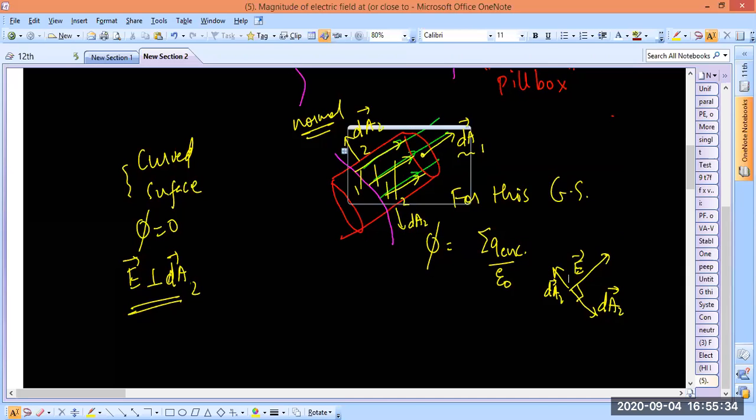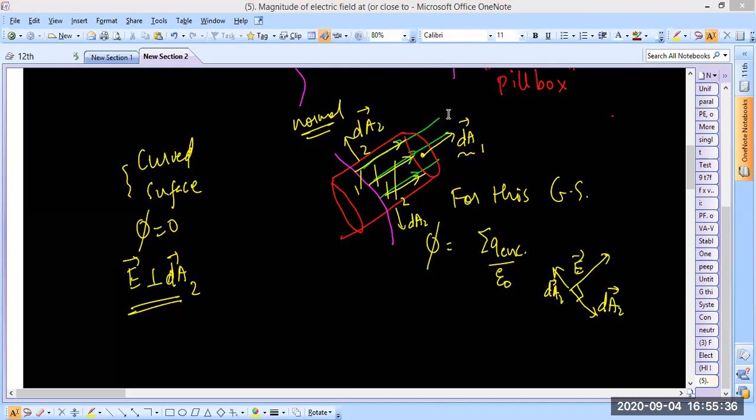Okay, so what I'm saying is that this pen is like the area vector. Any curved surface, you can draw it anywhere, maybe like this or like this or like this, right? But the electric field is like this pen. Can you see this black pen here?